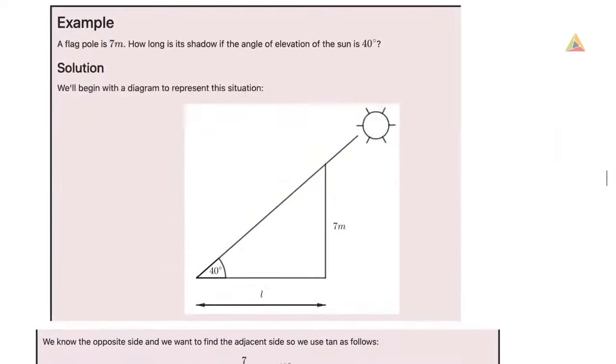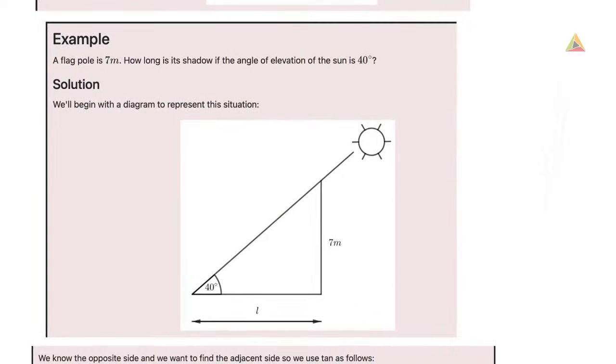Okay, so this is more of a practical example. So a flagpole is 7 meters. So this here is 7 meters. So a flagpole is 7 meters. How long is its shadow if the angle of elevation of the sun is 40 degrees? So there's your angle of elevation. Always angle of elevation it would be as if you're looking up. And what they're asking for us to get is this length L.